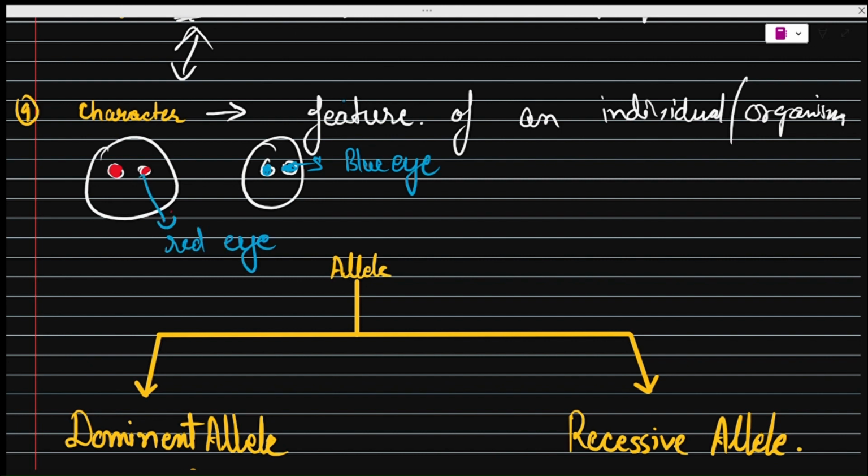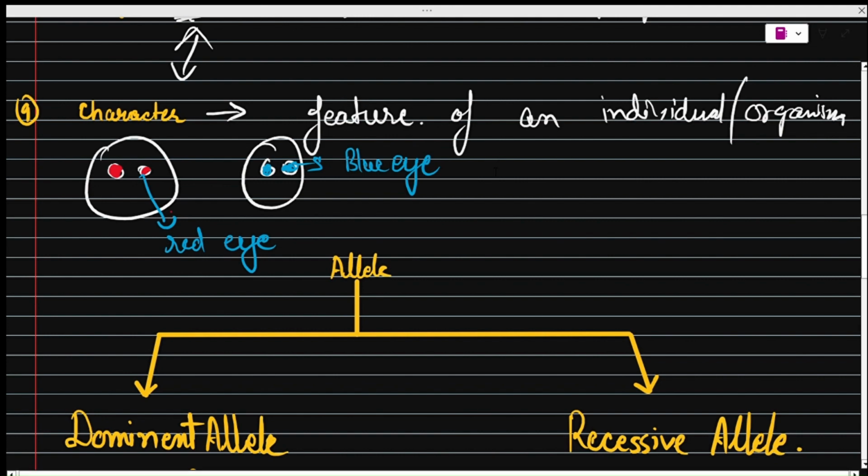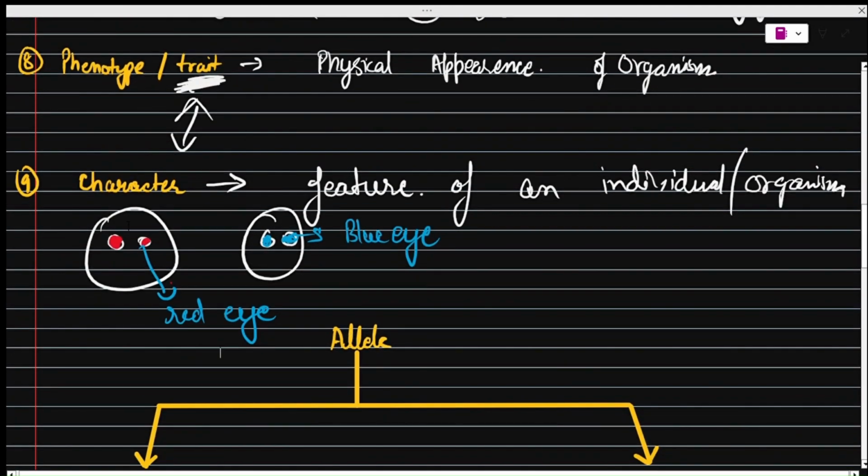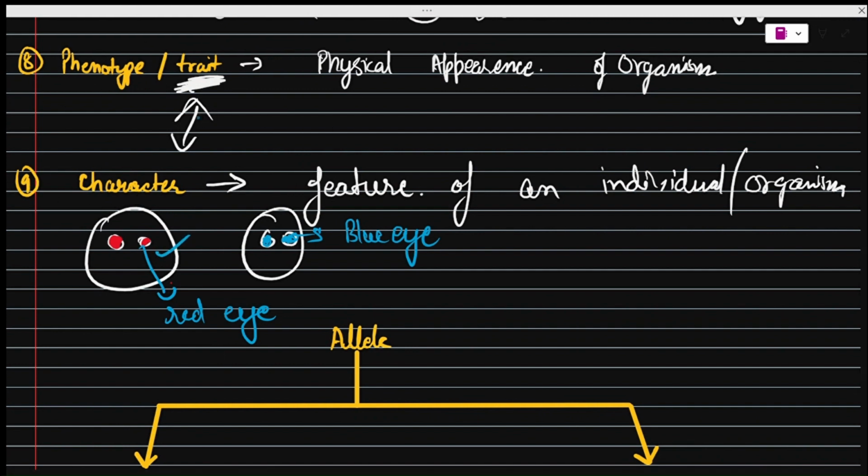This difference is what we call a trait, which is the phenotype. So how will you differentiate it? Simple. Character is the overall appearance, and the phenotype or trait is the specific appearance. Specific in the sense of whether it is red or whether it is blue.